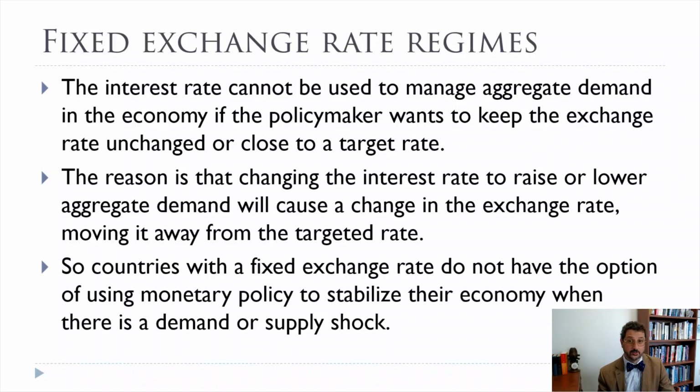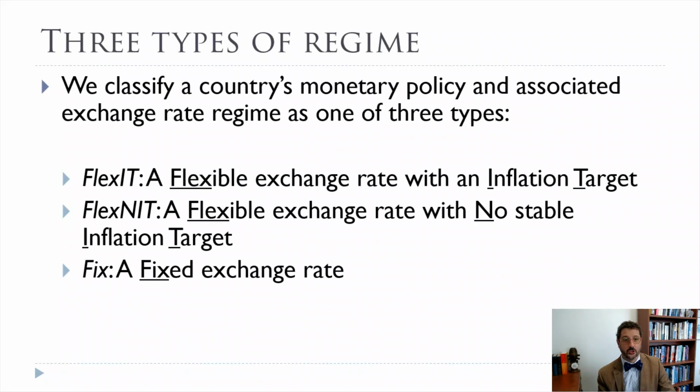Now we'll talk about, for instance, the euro, that is a fixed exchange rate, using the exact same currency for the euro zone. So we're going to look at three different types of exchange rate regimes, and we'll talk about them in more depth in the next video. But we'll call them Flexit, which is a flexible exchange rate with inflation targeting. So that is the United States, the European Union, the UK, most developed countries.